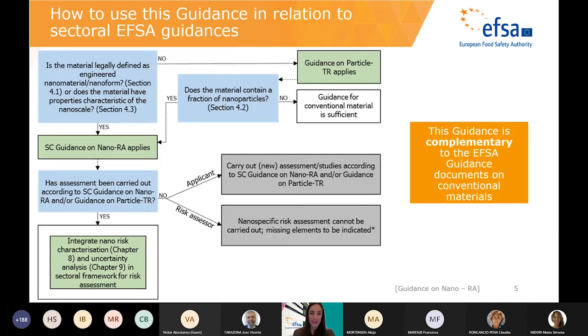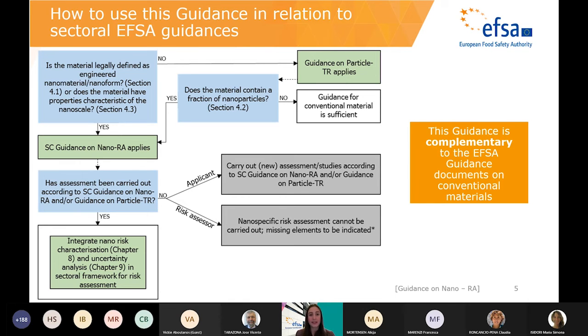This is a graphical representation on how to use this guidance in relation to the other sectoral EFSA guidances. What is important to say is that this guidance is complementary to the EFSA guidance documents on conventional materials. So applicants should use the relevant EFSA guidance for the uses to be covered by the application, but should also consider and take into account specific considerations in relation to the nanoscale when dealing with the nanomaterial.